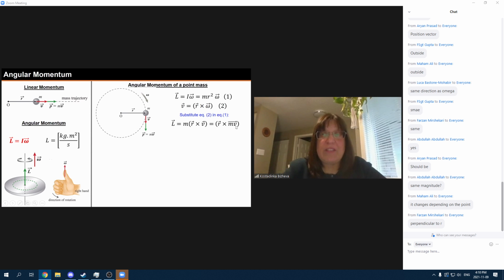But mv is the definition for the linear momentum of the particle. So now we have derived a different expression for the angular momentum that relates the linear momentum of the particle p with the radius of the circular trajectory that the particle is moving on.